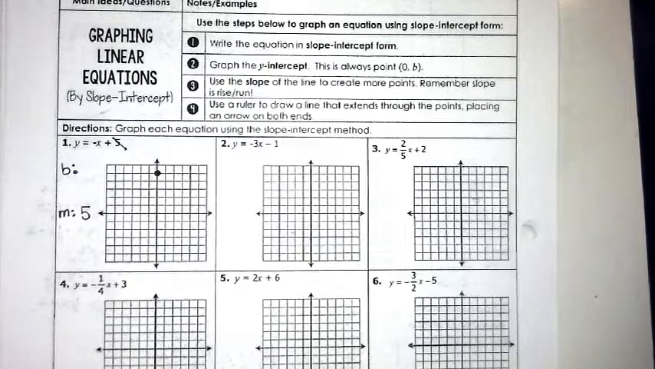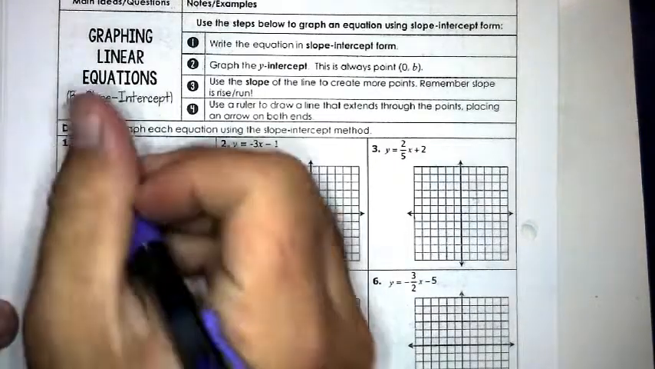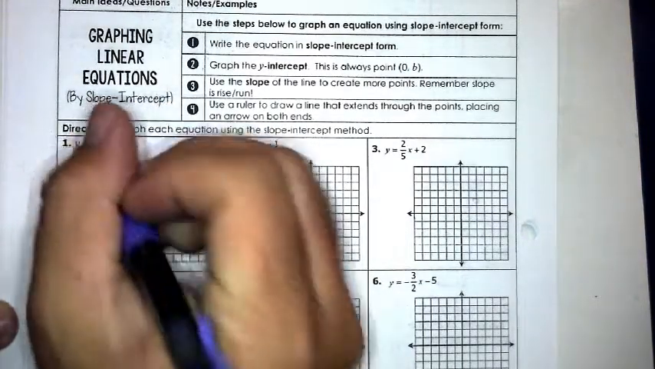Okay, the next thing is the slope. The slope is always the coefficient next to the variable. Okay, in this situation, it is our number next to the variable x. Negative what? 1. Negative 1. Okay, so my slope is negative 1.